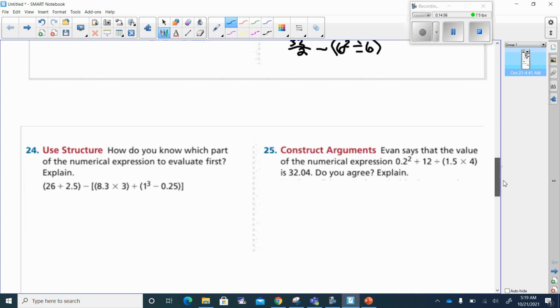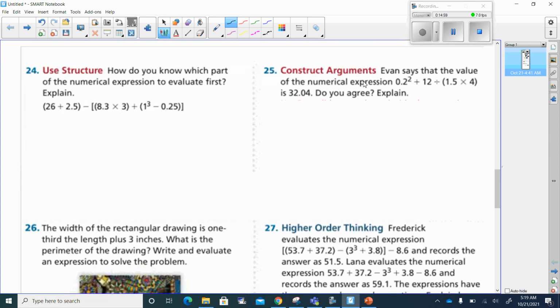All right, I'm on number 25. Evan says that the value of our numerical expression, 0.2 to the second power plus 12 divided by 1.5 times 4 is 32.04. Do we agree? Well, we're going to have to solve this, obviously. So 0.2 to the second power plus 12 divided by 1.5 times 4.